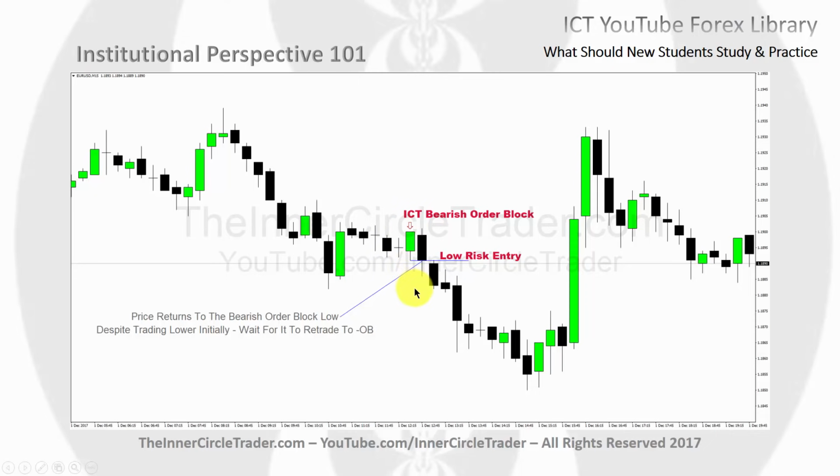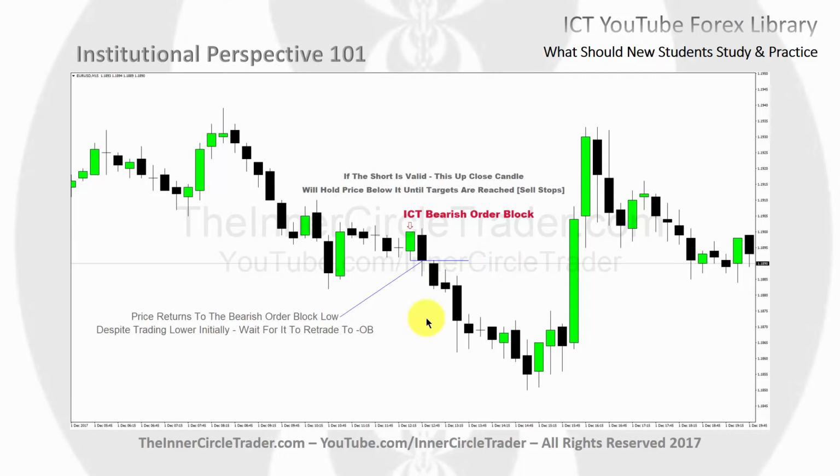But how can we use that information? Well, this very next candle, if you read the annotations on the chart here, price actually returns back to the bearish order block low. Okay, in other words, the low of this candle right here, price is returning back to it. Right at the time of this candle's close, it hits that low. At that time, that's a low-risk entry. Despite trading lower initially, we can wait for price to retrade back to the order block to get in if we know what we're looking for. So this retrade back to the bearish order block is a low-risk entry point.